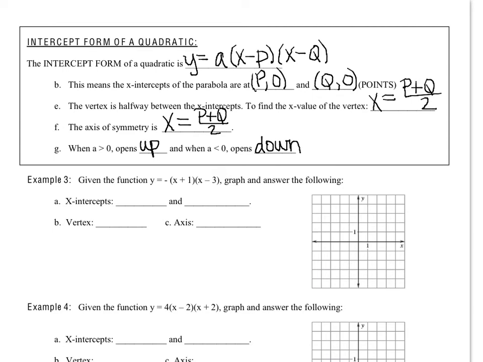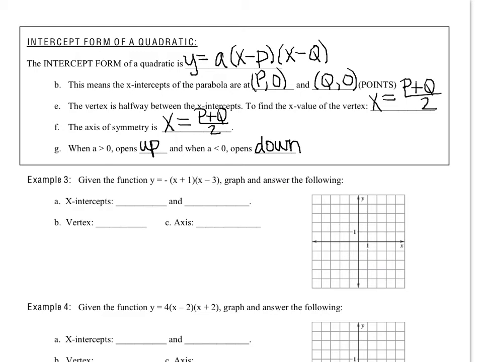So looking at this next problem that we want to do, given our function right here, here's my a. This is my a right here, and it's negative, so that tells me right now my graph is going to open down. And this is really in factored form, so we're going to find our intercepts using this, then we're going to graph and answer the following questions.